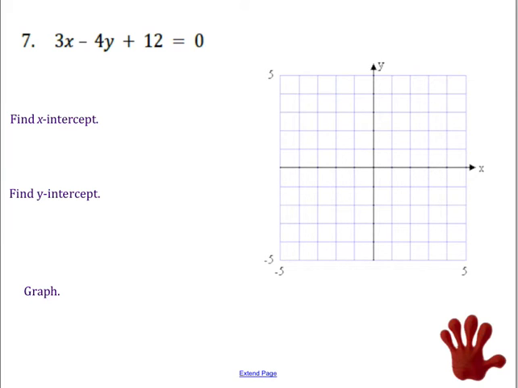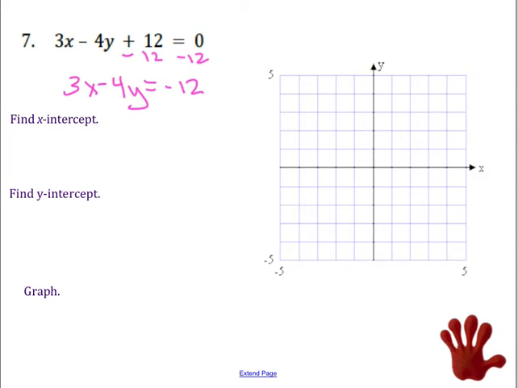So it says find the x-intercept and y-intercept of the graph of each equation, and then we actually want to graph it. All right, so let's put this one into standard form first. So remember, standard is when you have your x and your y's on one side. Okay, so let's move the 12 over. To move it over, I would subtract 12, so I have 3x minus 4y is equal to negative 12.